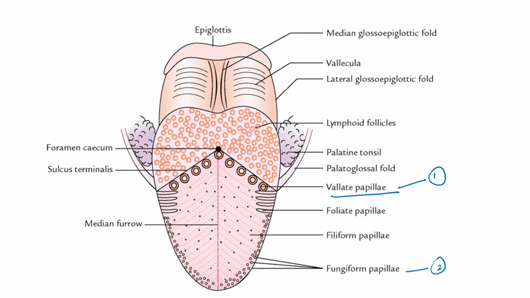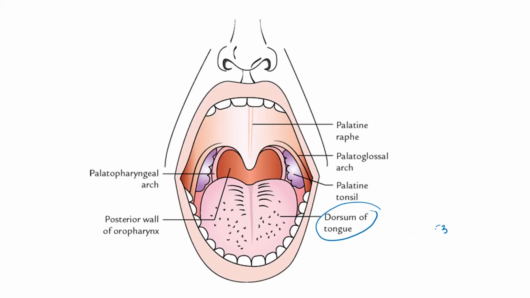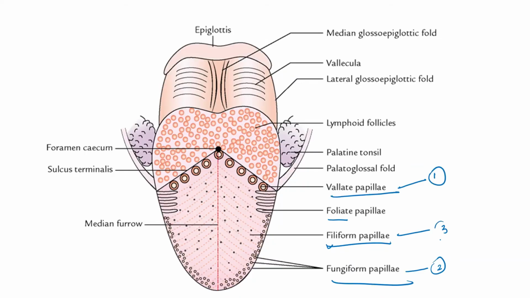There is also a third type of papillae, called the filiform papillae. These are numerous tiny conical projections present along the entire dorsum of the anterior two-third of the tongue. So this is about the filiform papillae.